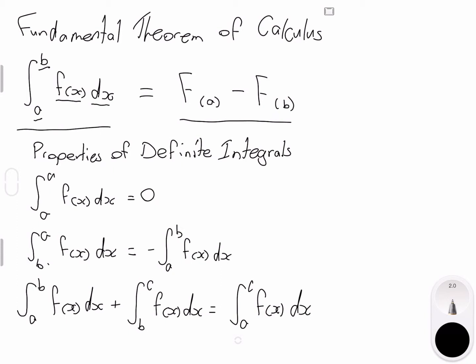So if we've got the definite integral from a to b of f of x plus the integral from b to c of f of x, bearing in mind these functions here have to be the same, then we've got the integral from a to c of f of x.